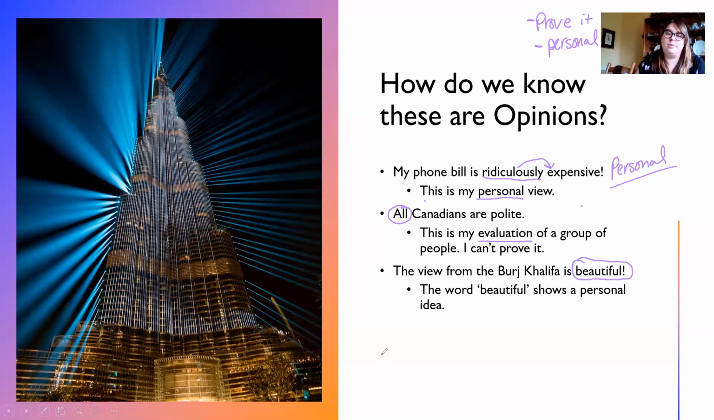So what we want to remember and what we really want to take away from this is that if you can prove it, then you are looking at a fact. If it is personal and you cannot prove it, then what you're looking at is an opinion. So this week, when we are looking at our practices, we're going to be looking at identifying fact versus an opinion and looking at how we would use them to help us understand an argument.